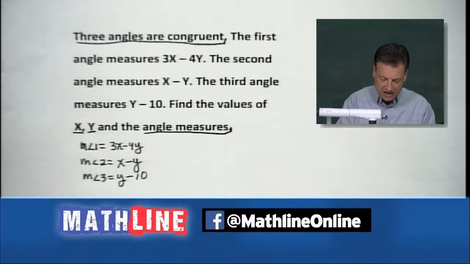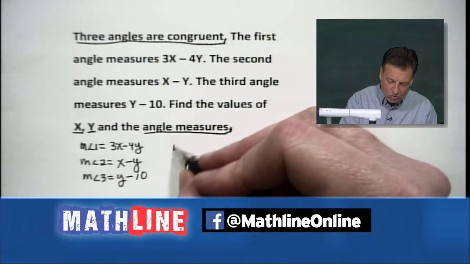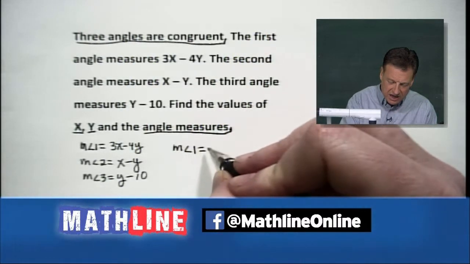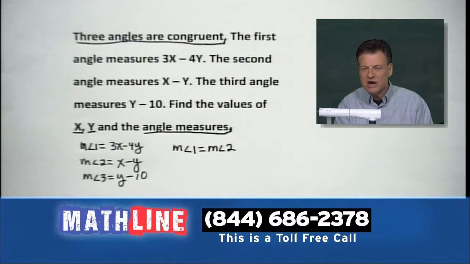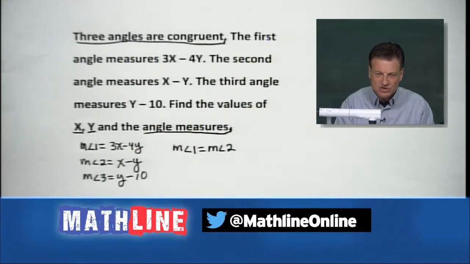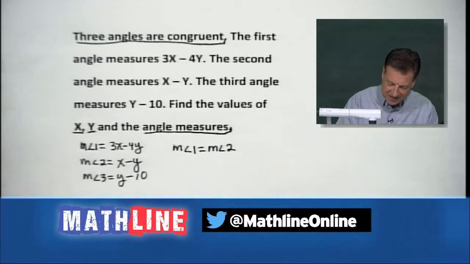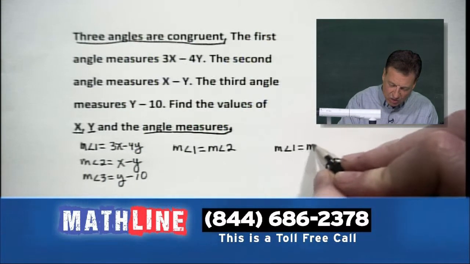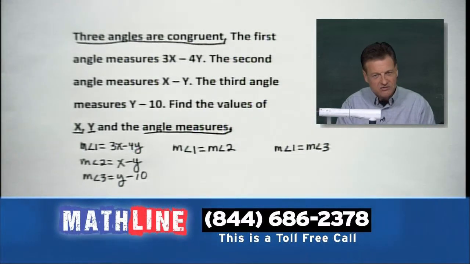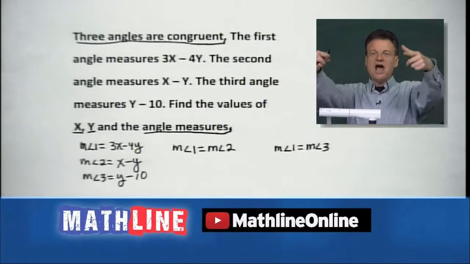This is your hint for today. We're not going to go much further than this. One of those equations that you could have involves the fact that measure angle 1 is equal to measure angle 2. All right, there's your first clue. Second clue, how about it? Maybe measure angle 1 could equal the measure of angle 3. And now you tell me, what's the third one?